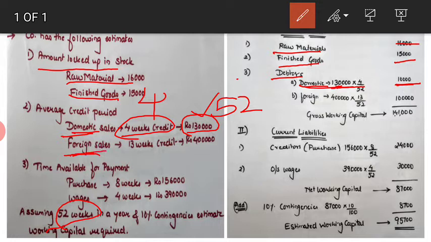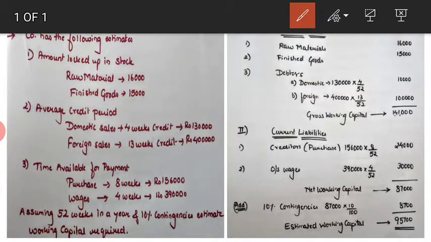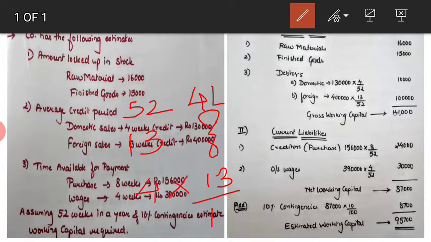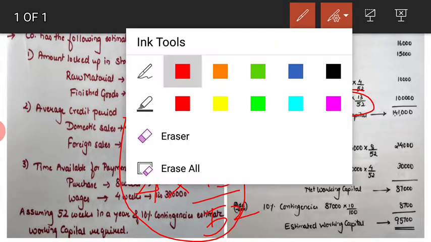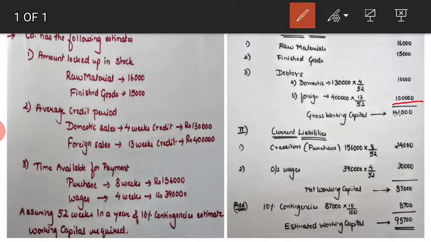Next is foreign sales. The credit period allowed is 13 weeks and total foreign sales is 4 lakh. Now 4 lakh is for the entire year, and I want only 13 weeks. So how do I convert it? It is 4 lakh into 13 divided by 52. In other words, for 52 weeks it is 4 lakh, and for 13 weeks it would be how much? Using cross multiplication, it is 4 lakhs into 13 divided by 52. The same thing we have done over here. I hope you're clear with the logic behind this calculation. So 4 lakh into 13 divided by 52 gives you 1 lakh.